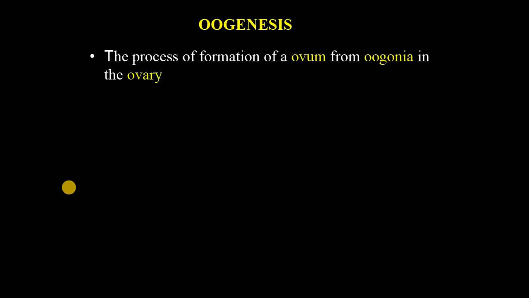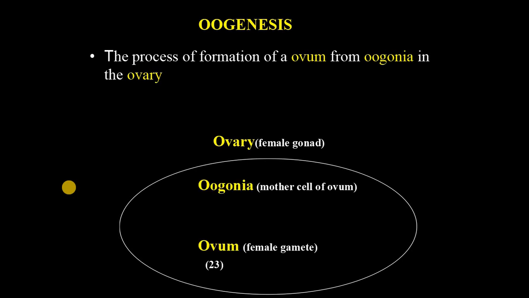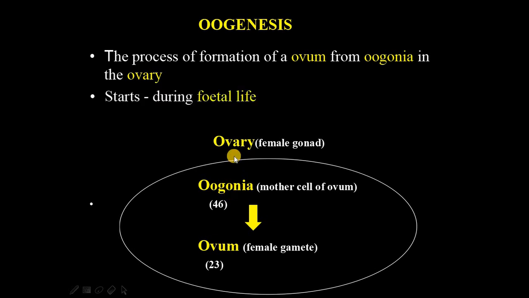By definition, oogenesis is the process of formation of ovum from oogonia in the ovary. Suppose this is the ovary, the female gonad. The ovum is formed from its mother cell, the oogonia. The process of formation of ovum from oogonia in the ovary is called as oogenesis.